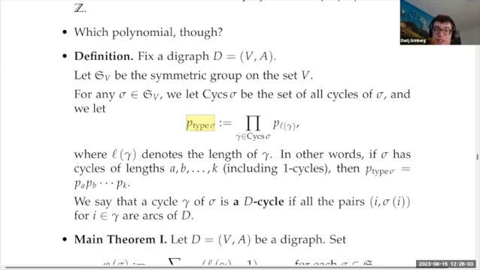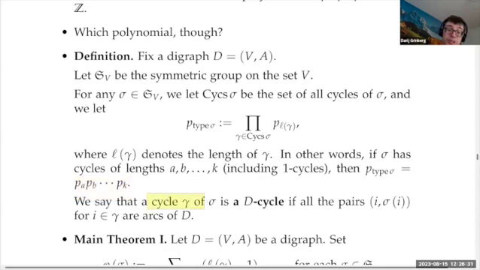Let me just put it simply. If a permutation has cycles of lengths a, b, and so on up to k, then P type sigma is Pa, Pb, dot dot dot, Pk. So basically you multiply a power sum for each cycle, and the subscript is the length of the cycle. And of course, as usual in combinatorics, you have to include the one-cycles. So the degree of this is n.